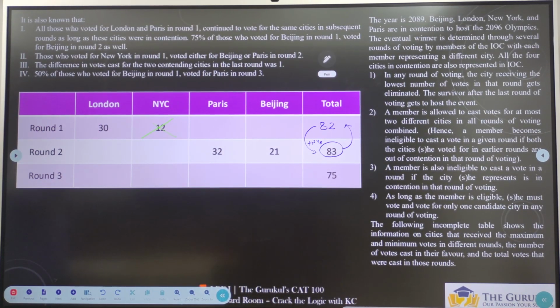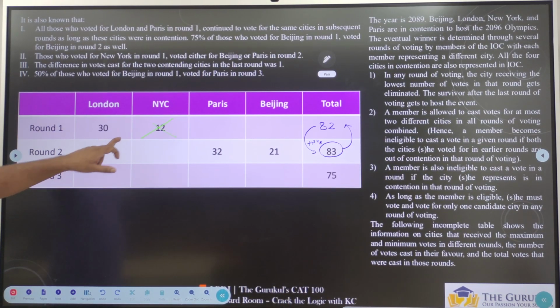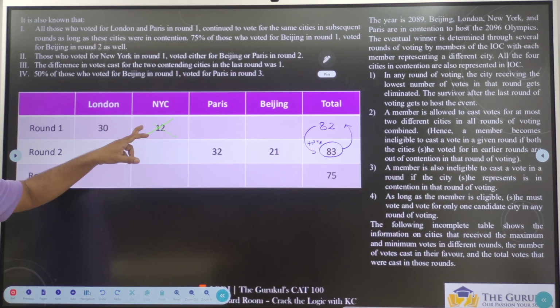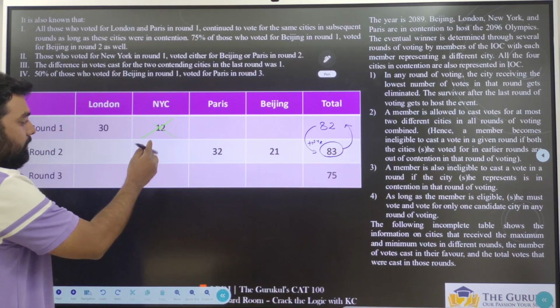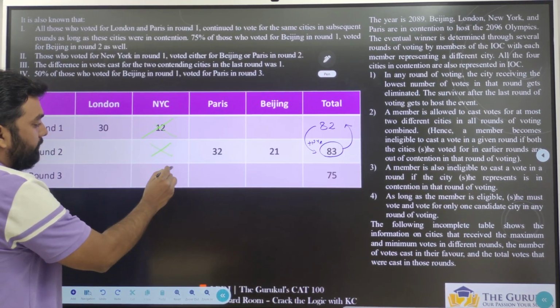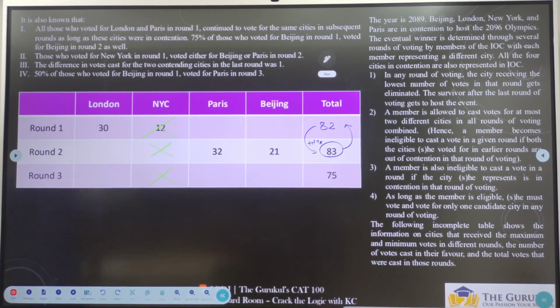Yes or no? Because everyone can vote twice, the 12 people who are voting for New York City will not get eliminated in round 2. They will vote for something else. So this is not happening and this is also not happening. For now, those two are not working.